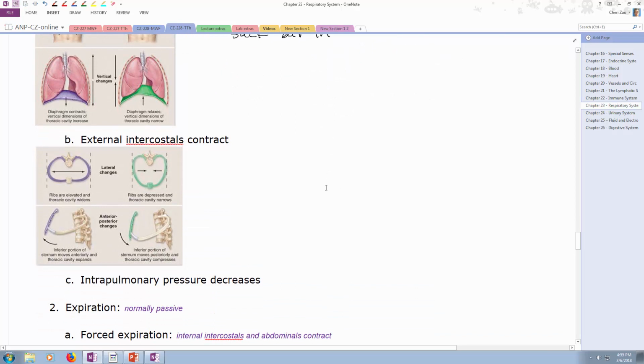In addition to the diaphragm being the main organ responsible for inhalation, we also have some other muscles that help us, and those are the external intercostals, because they increase the anterior and posterior dimensions.